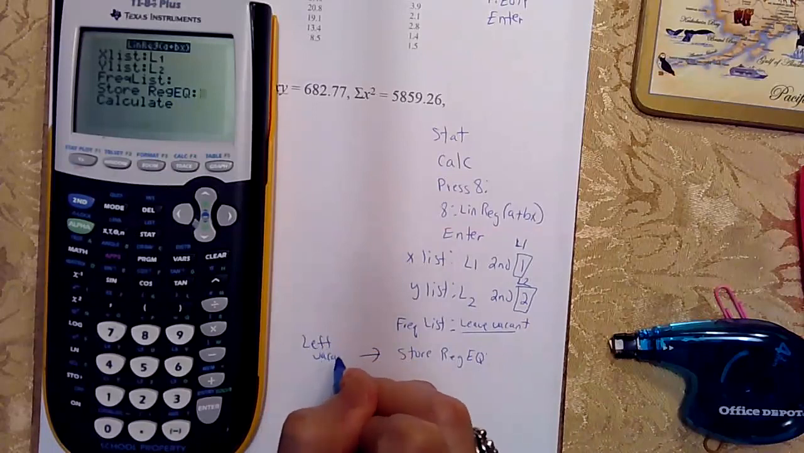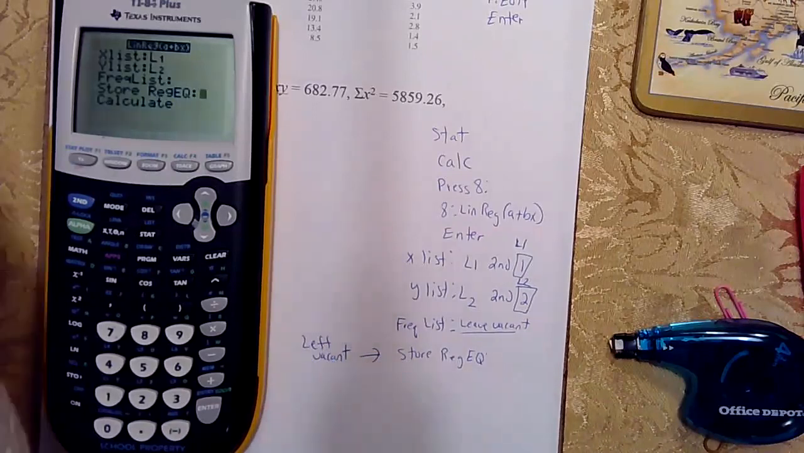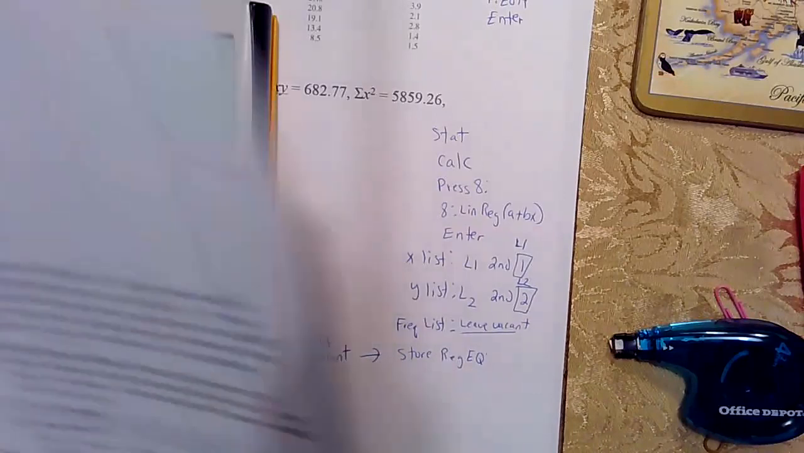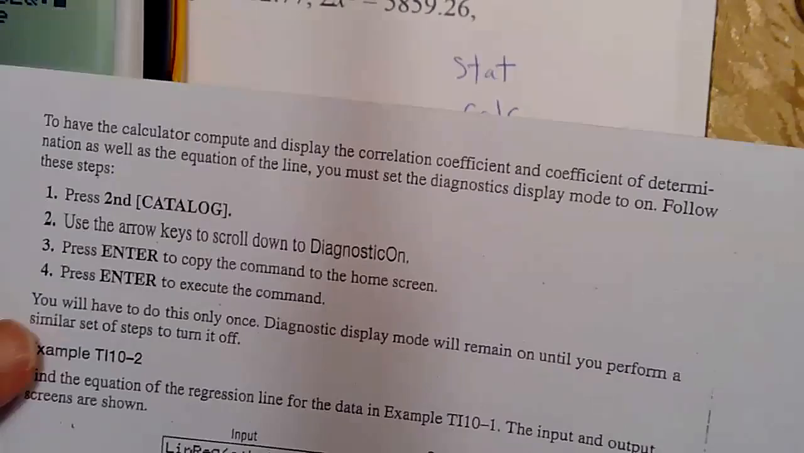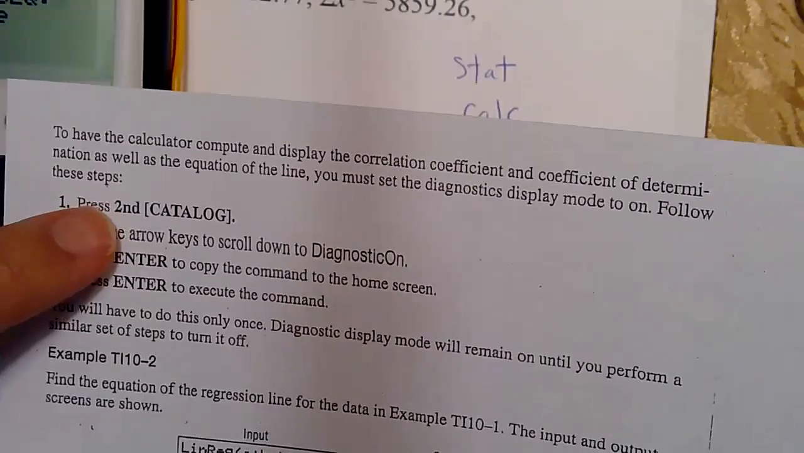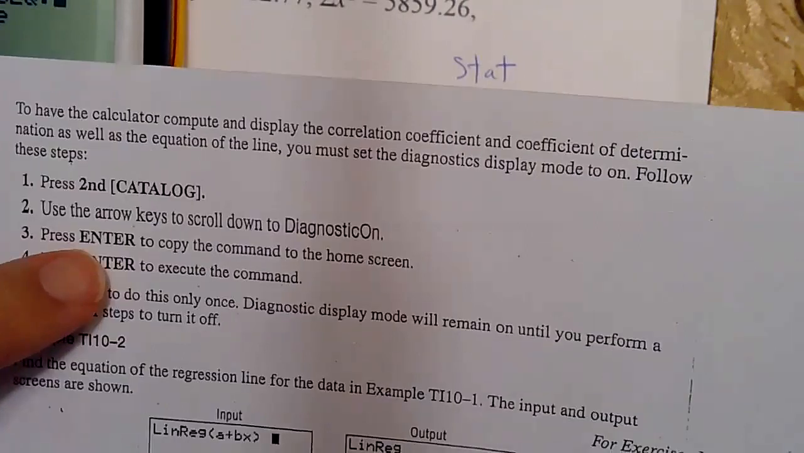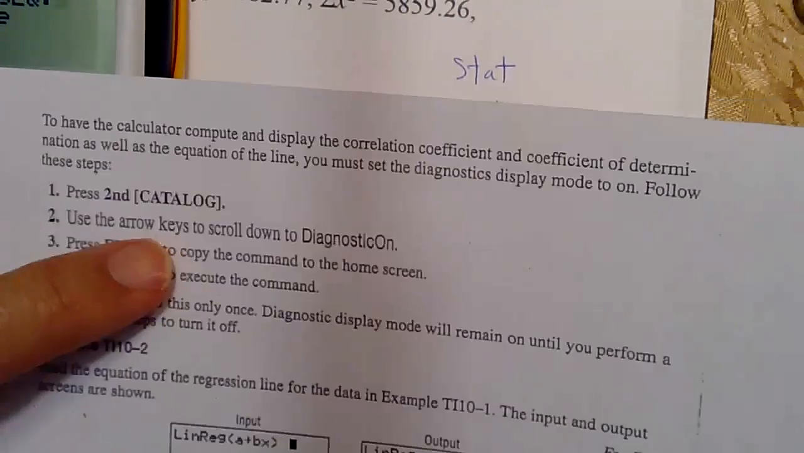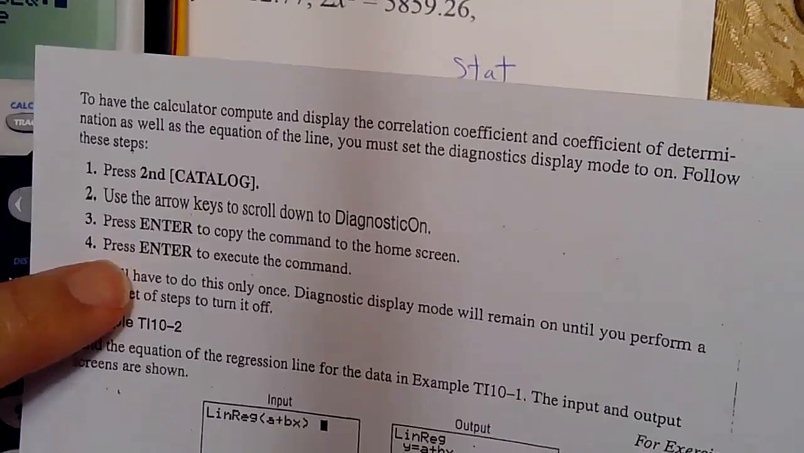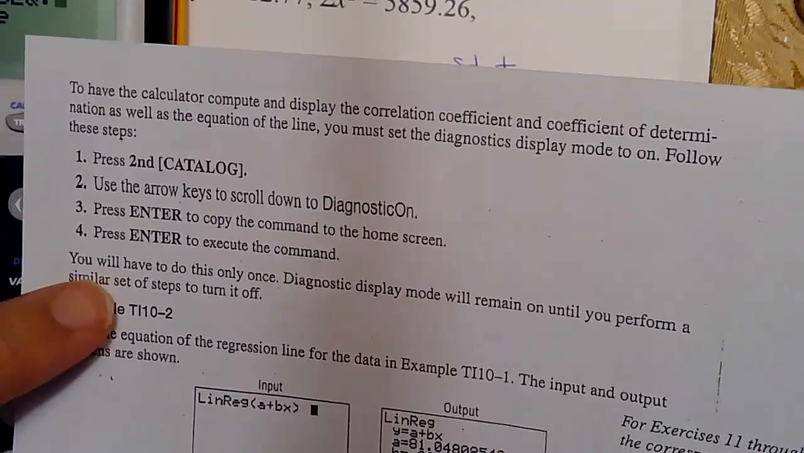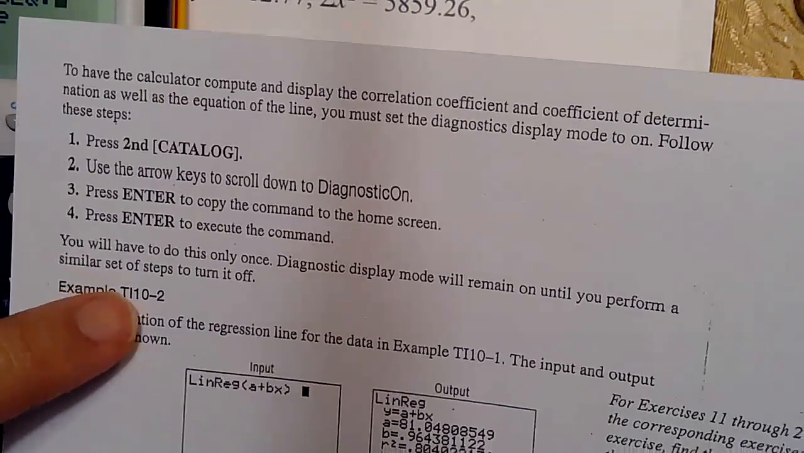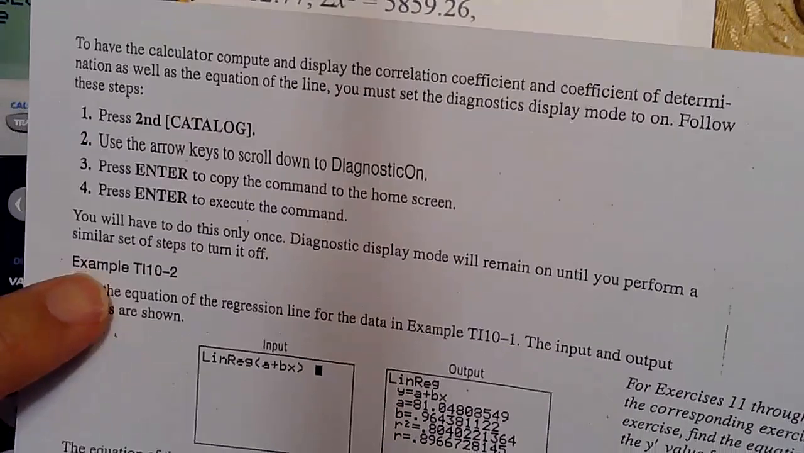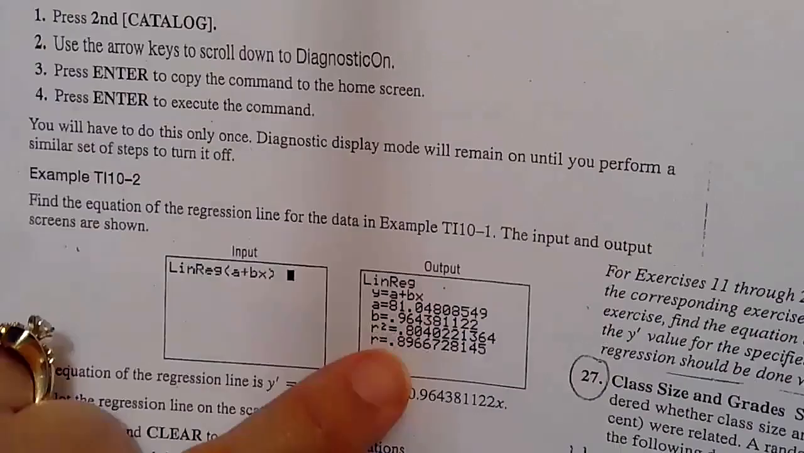And that's because we already turned the diagnostics on, from the handouts I had you print, in case you ever turned your calculator off. Remember, we did this when we took quiz number 2. Press second, catalog, which I think is on the 0. You would scroll down to diagnostics on and press enter, and then press enter to execute. It says you only have to do this once. Diagnostic display mode will remain on until you perform a similar setup to turn it off. So that's why we should see R, and we want to find R.